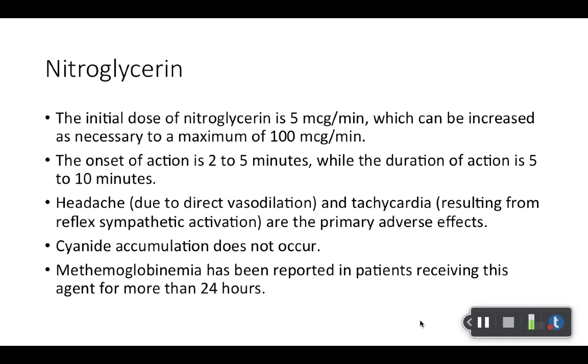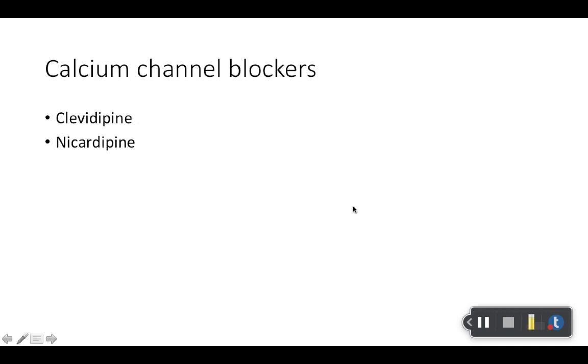I mentioned before you don't have to be concerned about cyanide, so that is an advantage. And then here is a specific type of anemia that is a rare but serious adverse effect that you have to be concerned with if the person is on nitroglycerin long term, so more than a day.